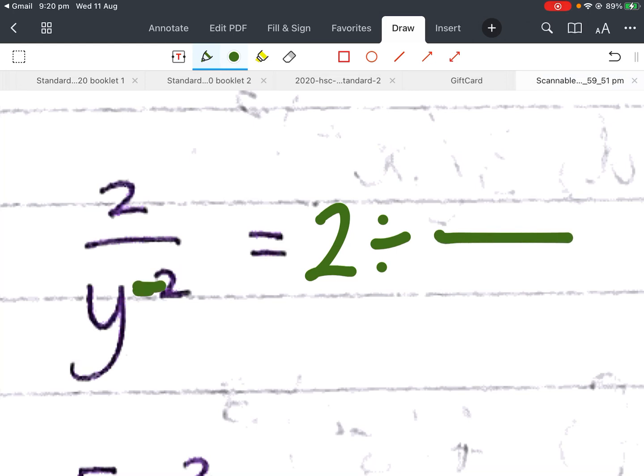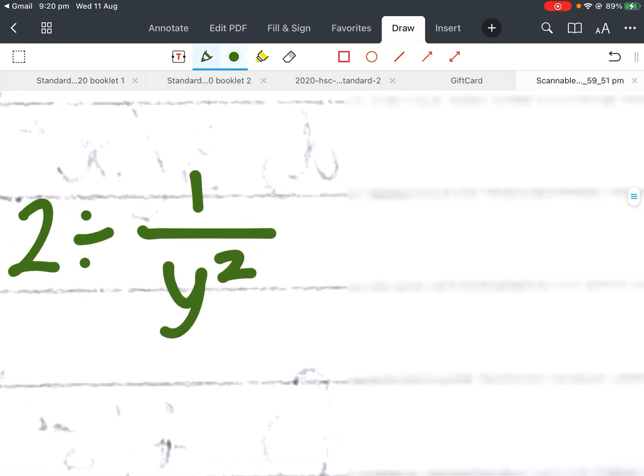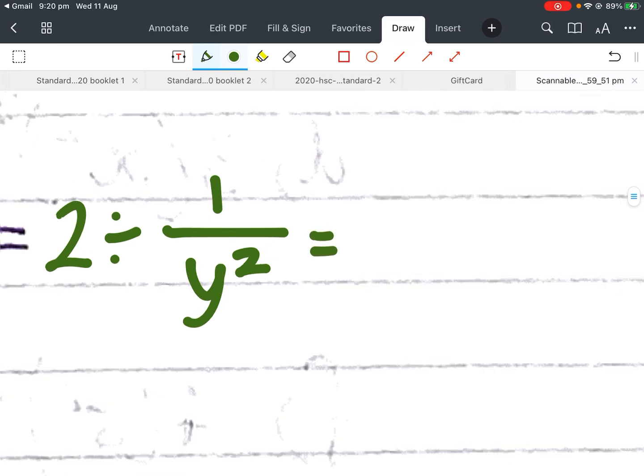The negative means a fraction line. I've got a y and a 2 on either side, so that means I've got to put it over 1. Alright, now I've got to use my rule: divided by changes to a times, and I flip my fraction.